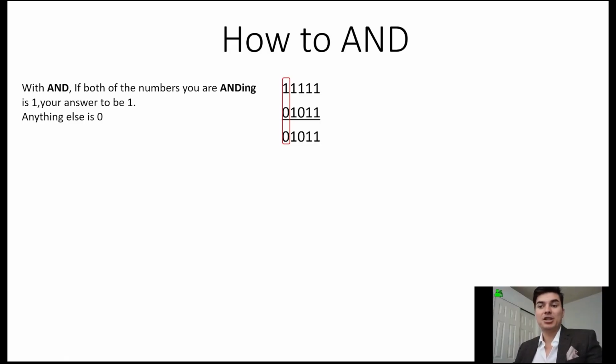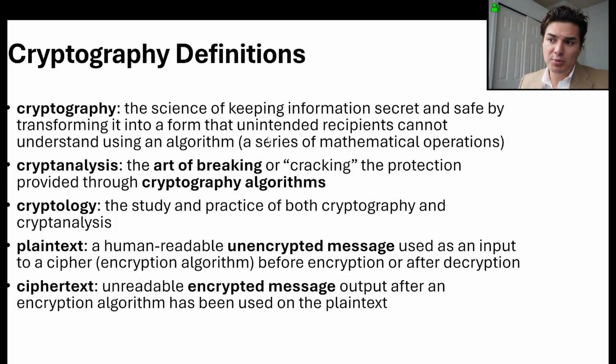So you really just need to pay attention if it's an except or an and. I want to hit some key definitions here. Cryptography is the science of keeping information secret and transforming that data, taking plain text data to ciphertext. Plain text data is an unencrypted message. The ciphertext is the output of that encryption process, which is then the encrypted message.